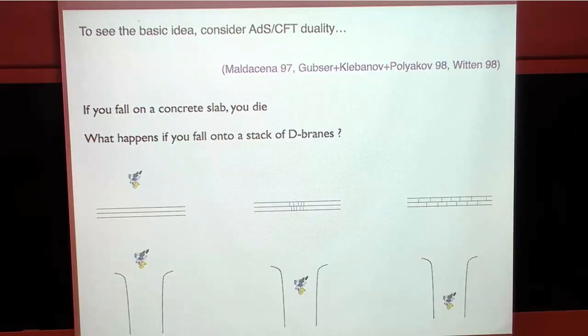I haven't used G in here. Yeah, the branes kind of fatten out. And if GN is small, this is going to be a Planck scale throat, and you're not going to feel so good.